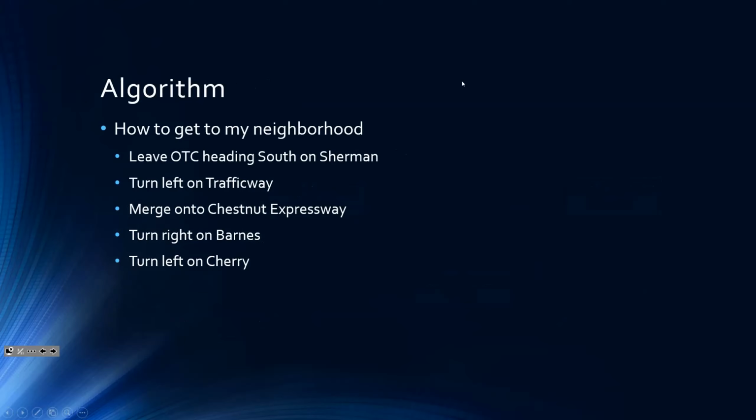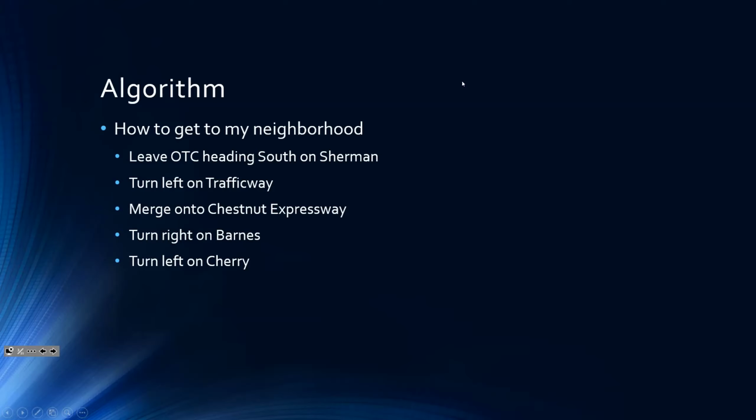Let's see. I leave OTC heading south on Sherman. This is my algorithm. I turn left on Traffic Way. Then I merge onto Chestnut. I turn right on Barnes. And then I turn left on Cherry. And that gets me close to my neighborhood.